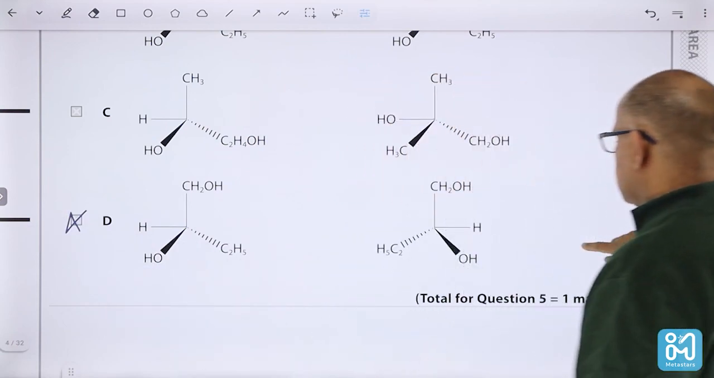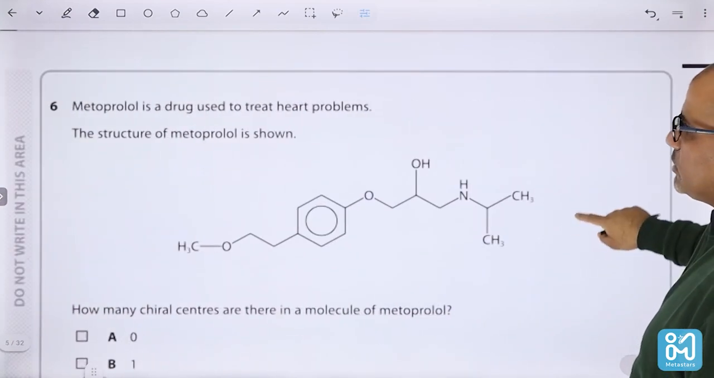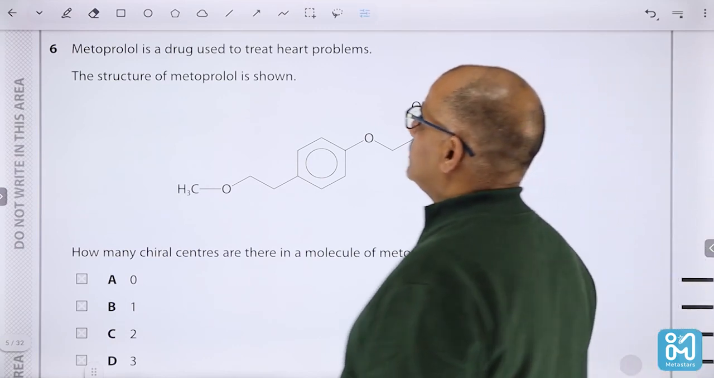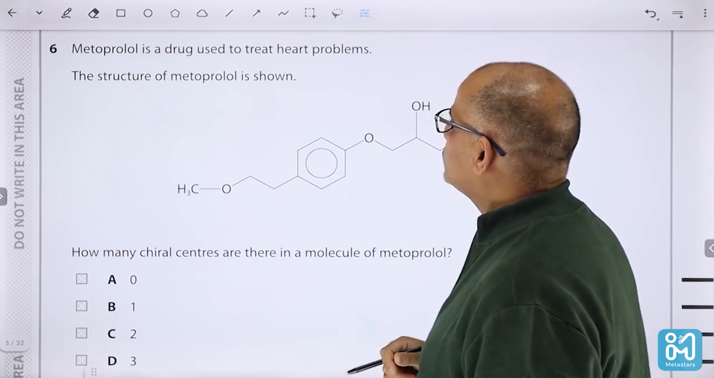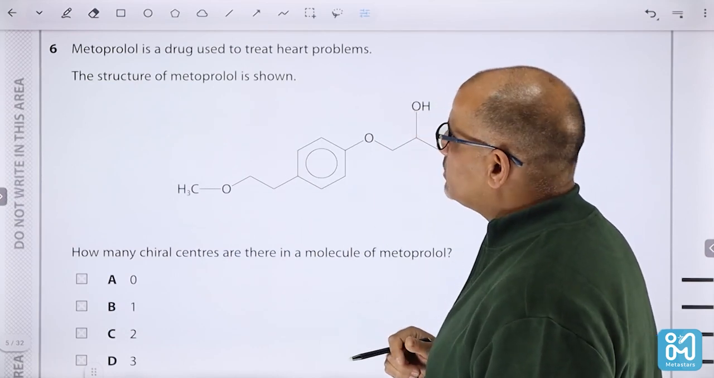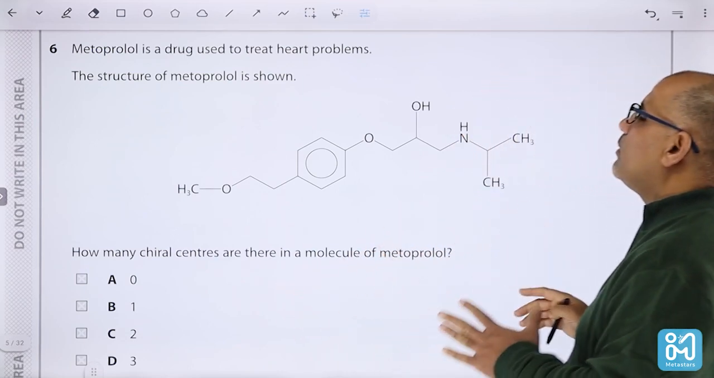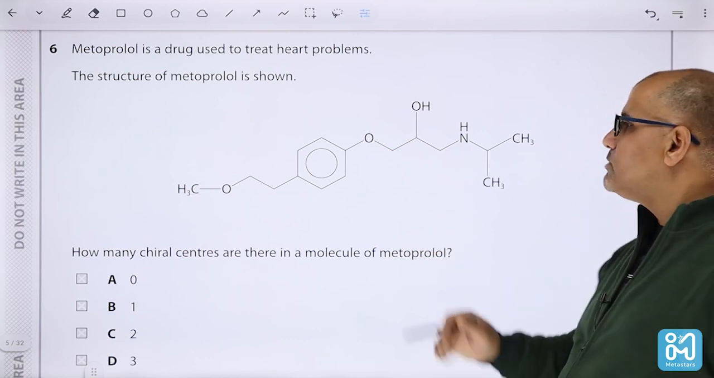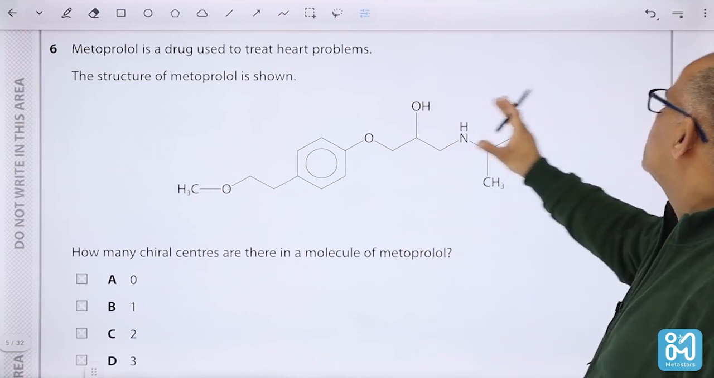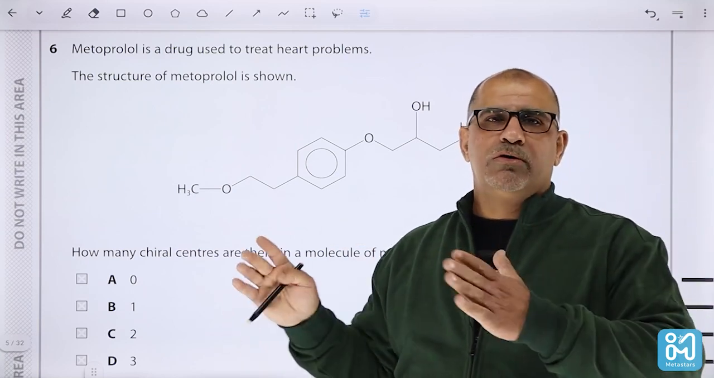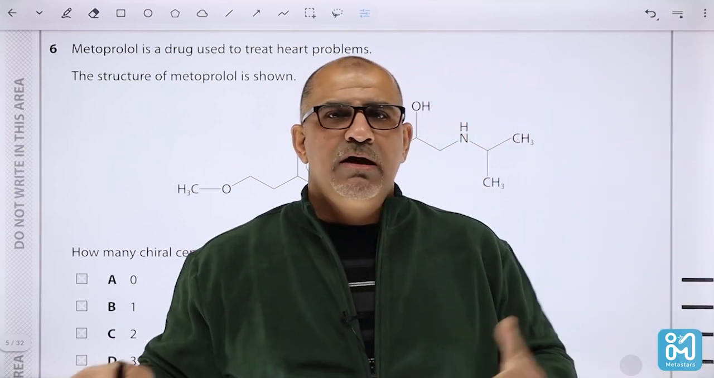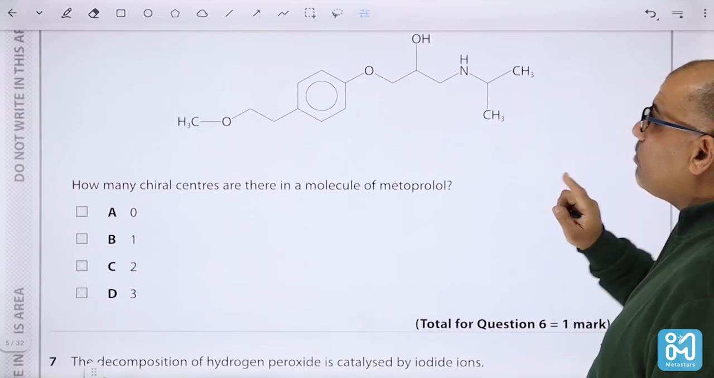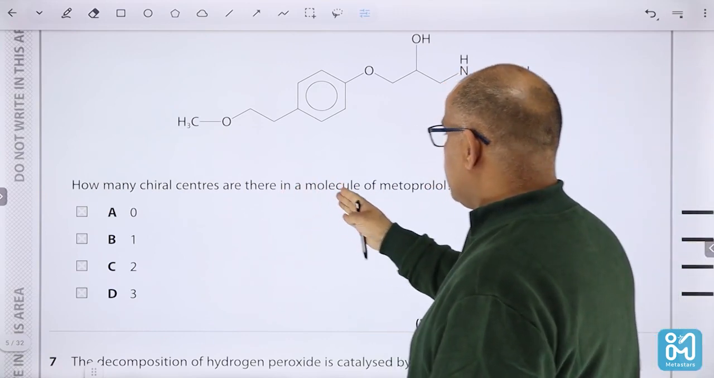Now, for the next question: metoprolol is a drug used to treat heart problems. The structure of metoprolol is shown. Don't worry about these strange names in the external exam. At the end, it is a component of an alcoholic group, which indicates that we have an alcohol group in the structure. He's asking you how many chiral centers are there in the molecule.